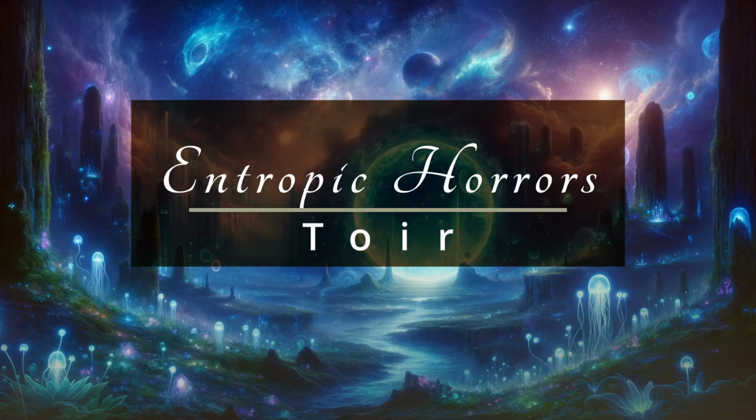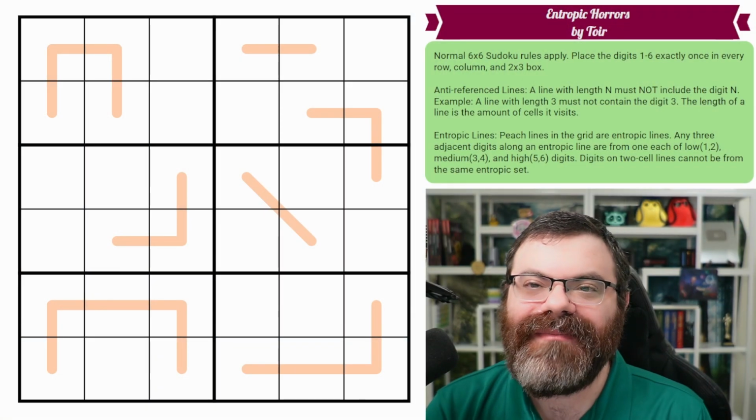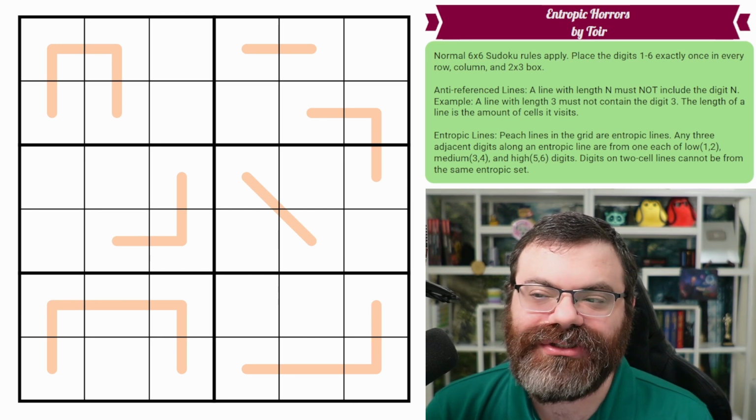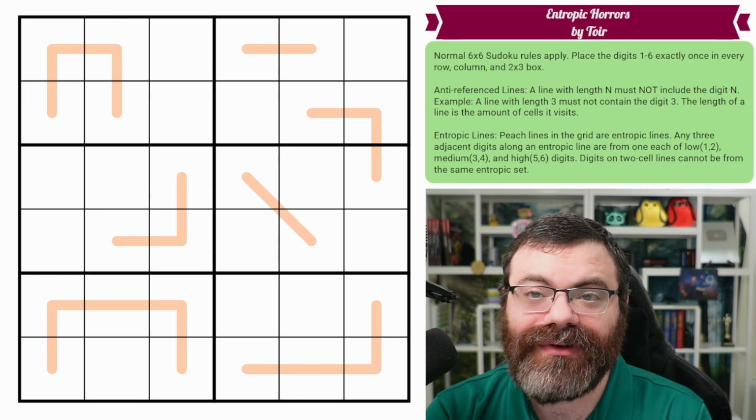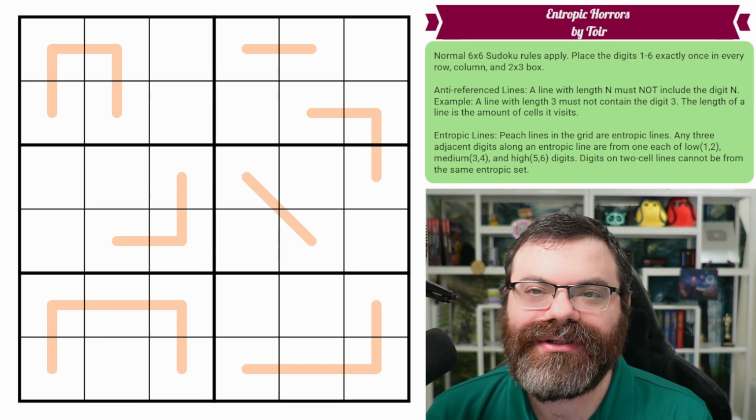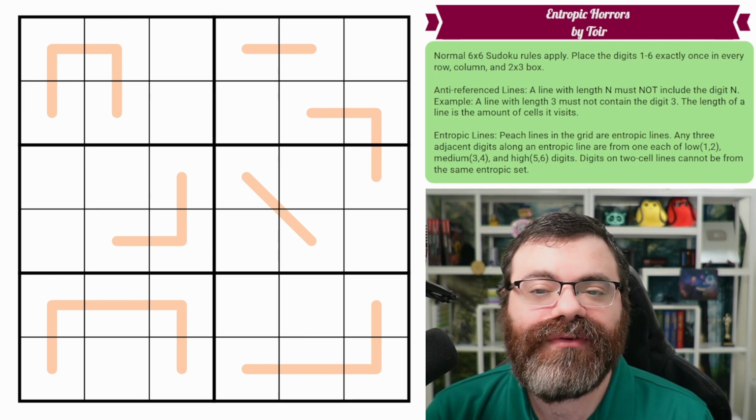Hello, let's continue our Sudoku adventure with Entropic Horrors by Toir. So this is a companion puzzle to the last adventure, which was entropic lines that were also reference lines. These are entropic lines that are also anti-reference lines. So let's go over the rules.